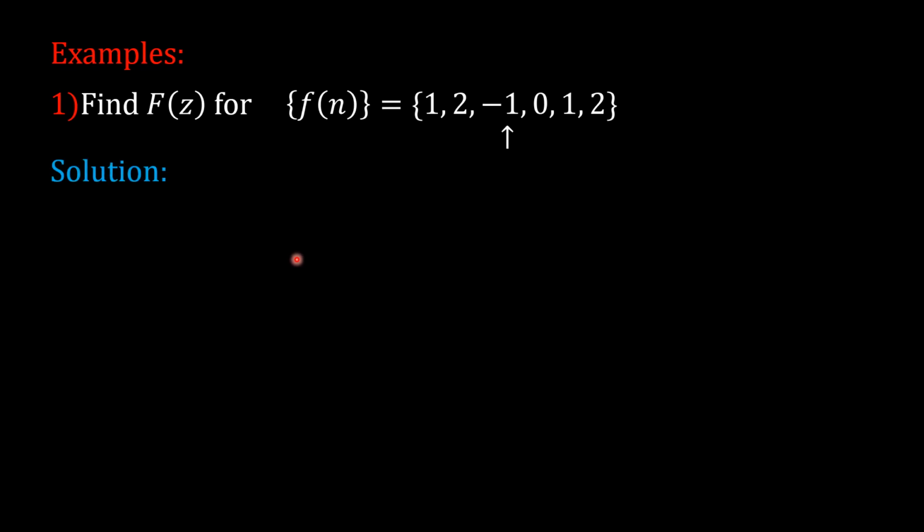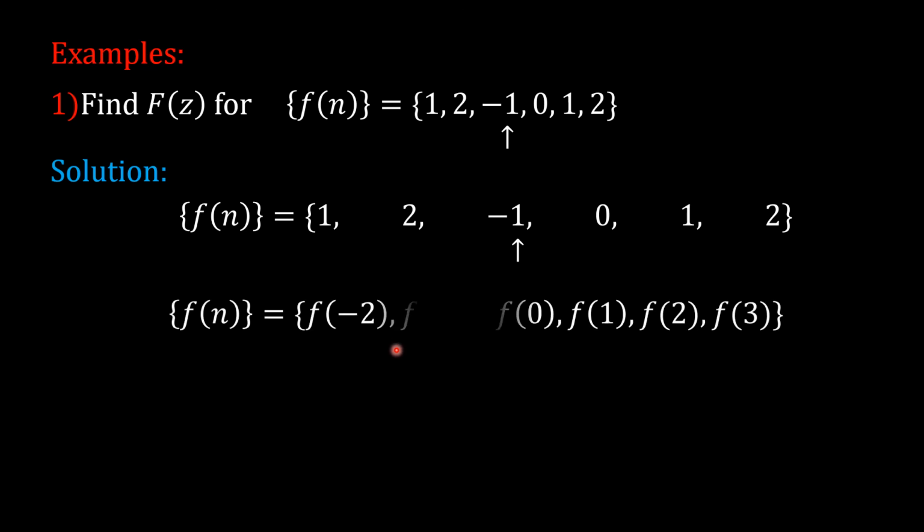In the solution, we can write f of n like this. We start with the minus 1 element. As the arrow is below the minus 1, this implies that minus 1 is the 0th element in the sequence f of n, and therefore we can easily identify the positions of the remaining elements. Therefore the elements of the sequence f of n are like this.